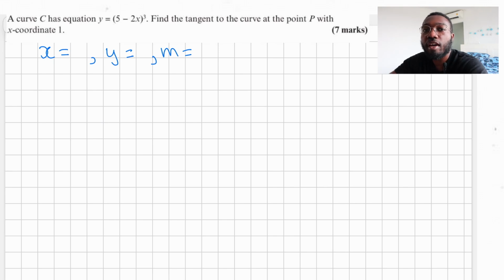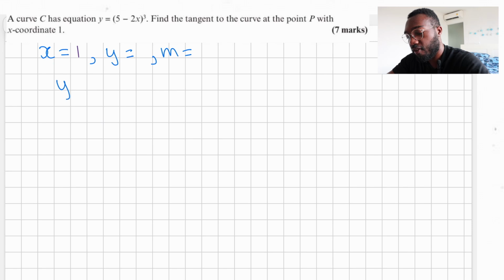Okay, we need to work out those three values. And if we can work out those three values, we can put them into the equation of a straight line and we can get the equation. So first things first, we know that our x value is 1 because they tell us that in the question. So let's work out our y value. The y value is very simple. Just substitute x into the equation for y, and that'll give us our y value.